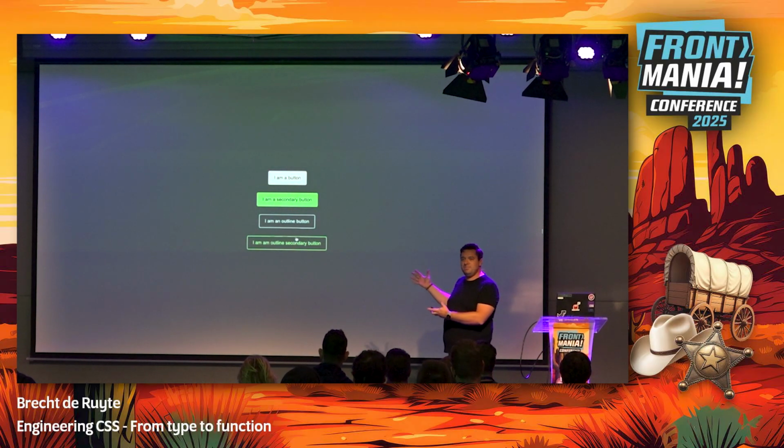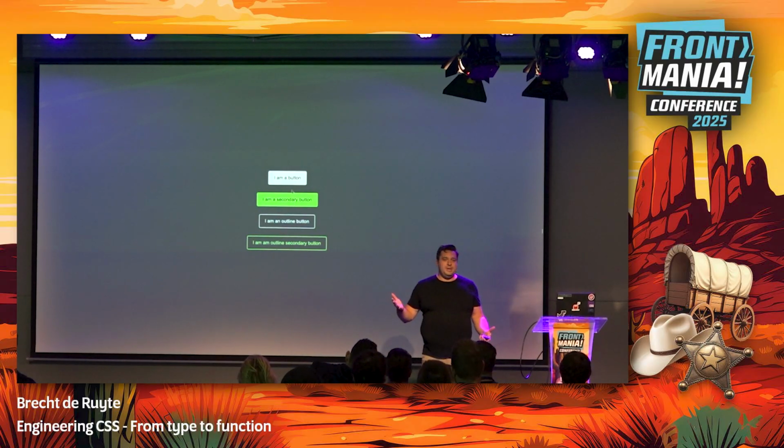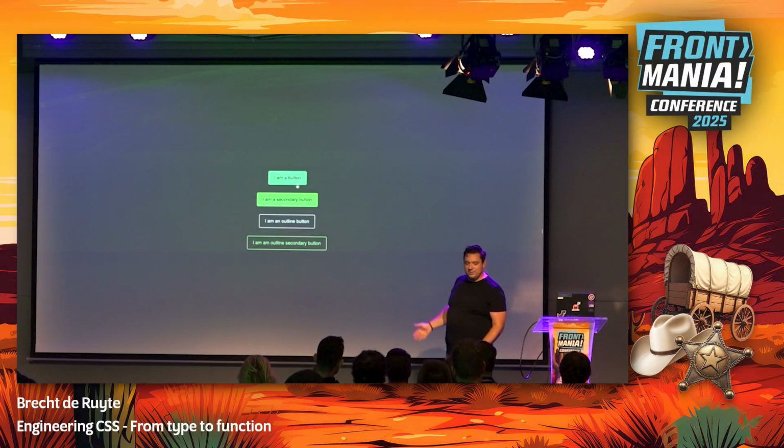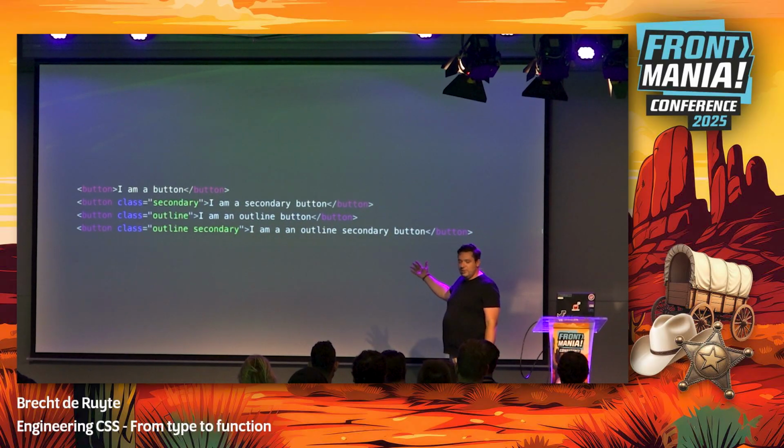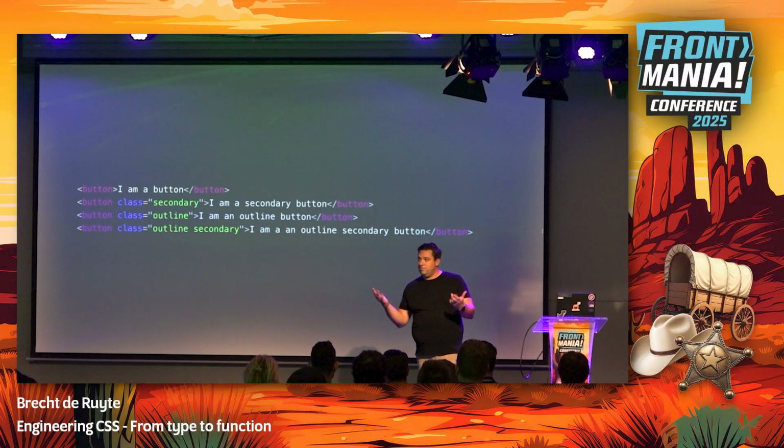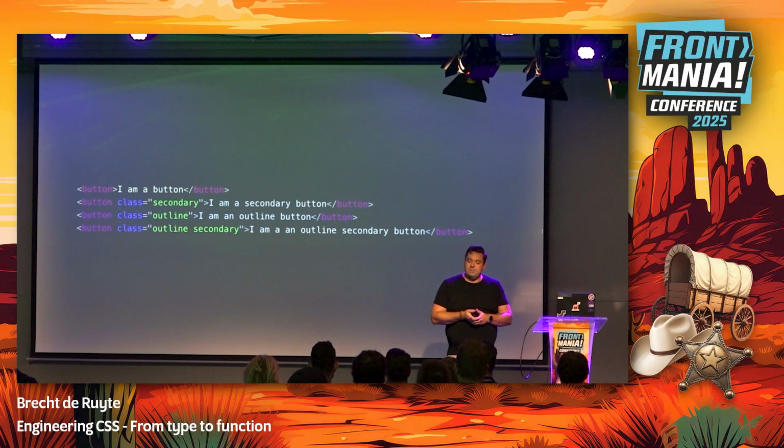You've probably seen buttons like this before, very basic buttons. You have a primary, you have a secondary, you have a primary outline button, and you have a secondary outline button, design system 101, right? And this is a simplified HTML that you can use for that. You have a button, which is your default, your primary, you have a secondary, you have an outline, and your outline secondary. I'm probably not impressing you right now.